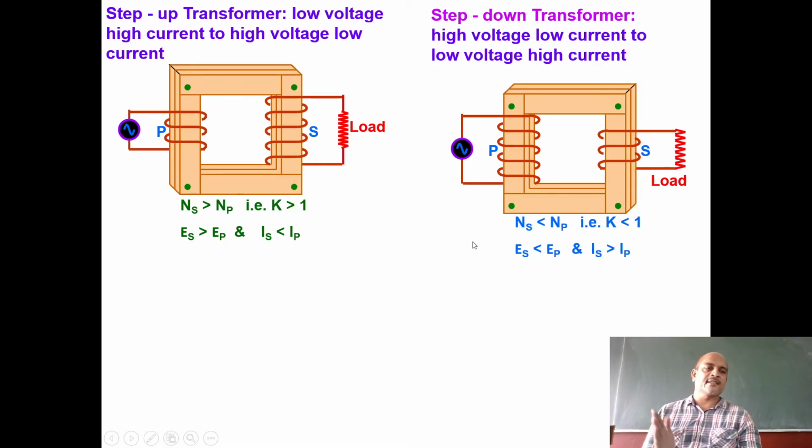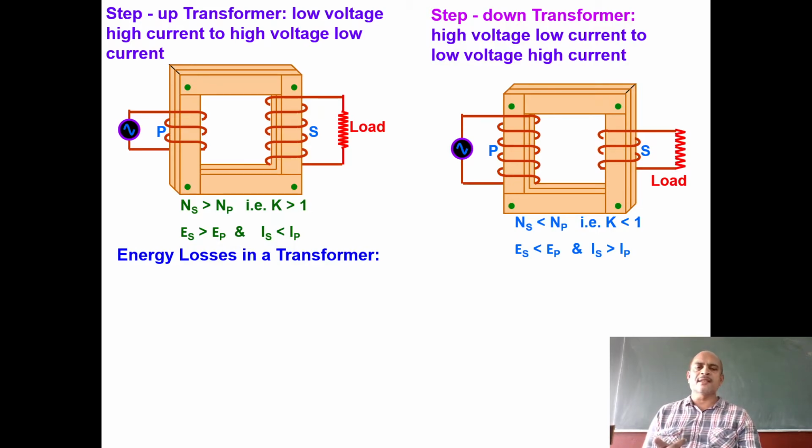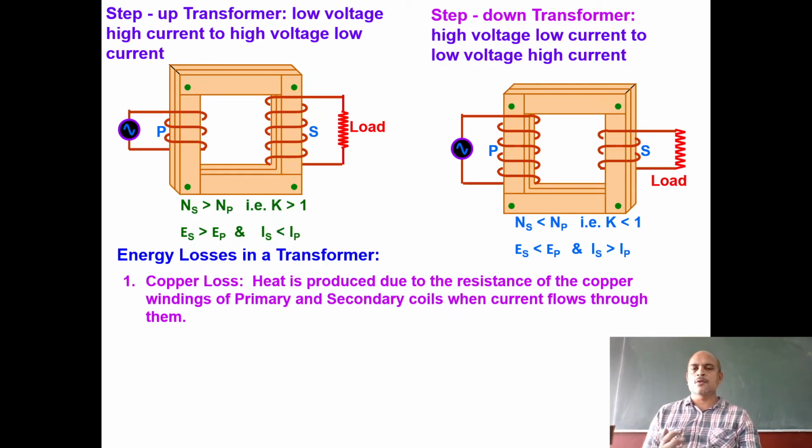Now, for the step down transformer, it decreases the voltage and increases the current, from high voltage low current to low voltage high current. In this we see the number of turns in the primary coil is more than the number of turns in the secondary coil. So Np is more than Ns, so K is less than 1. Definitely we will get less EMF but more current.